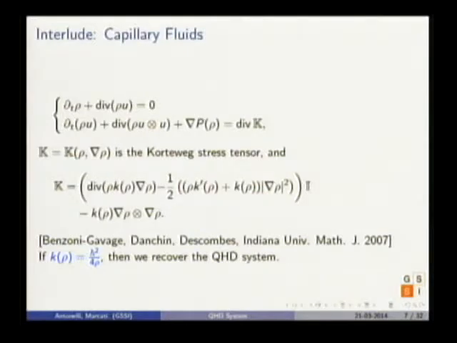And actually here, you see that if you take a particular choice of the capillarity coefficients, then you end up with the QHD system from before. So you can also consider this quantum fluid as a particular capillary fluid for a particular choice of the capillarity coefficient. I just mentioned this paper because in this paper by Benzoni-Gavage, Danchin, and Descombes, they study the Cauchy problem for this system, where they prove some local existence for regular initial data. But of course, there's quite extensive literature on such systems.